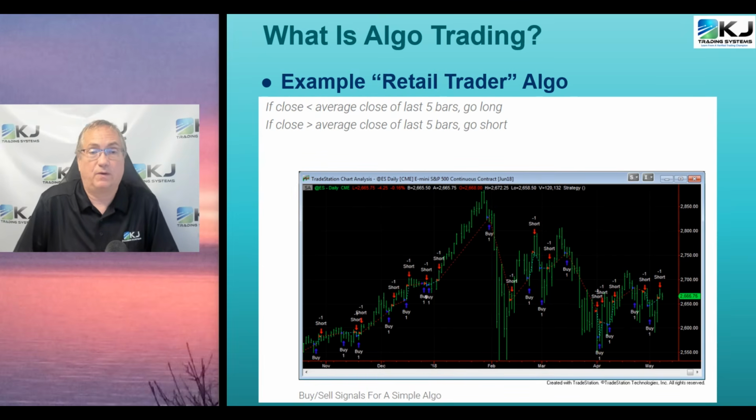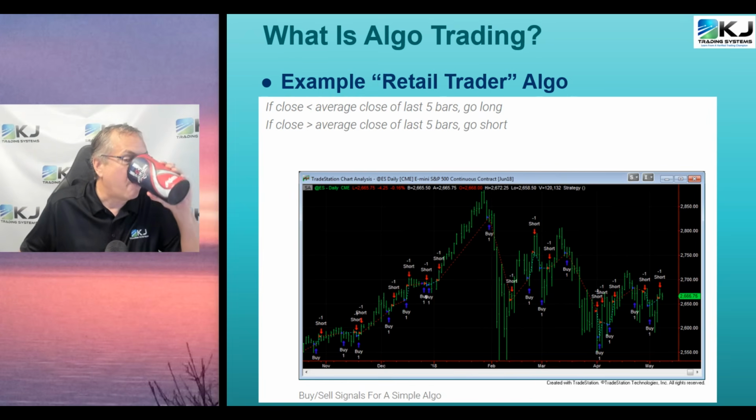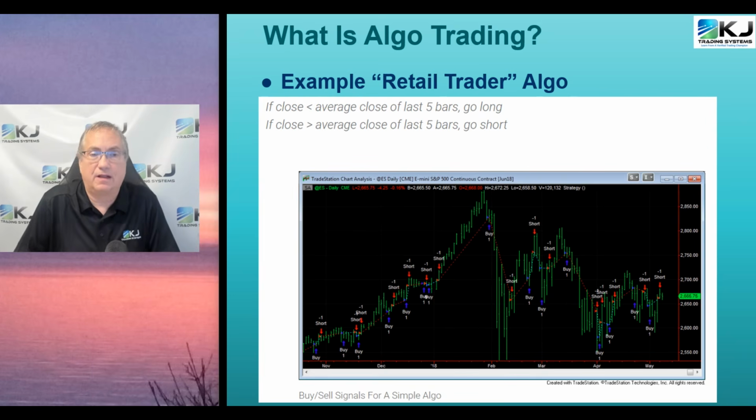So here's an example, a real simple example, but it's a pretty good example. I just compare the close to the average close of the last 5 bars. So think of the average close of the last 5 bars as a 5-bar moving average. So if the close is less than the 5-bar moving average close, you go long. And if it's greater, then you go short. Okay? So that's just a simple example of a retail type algo.